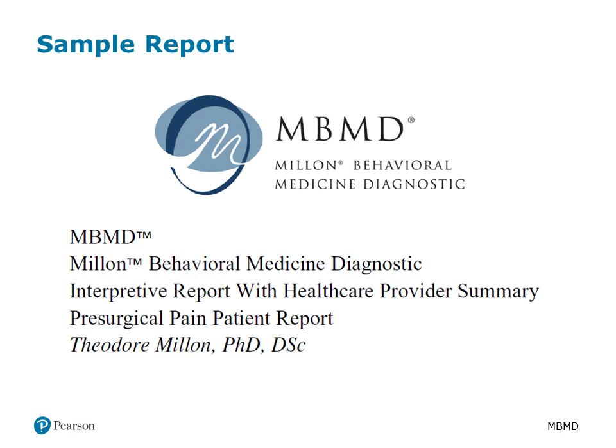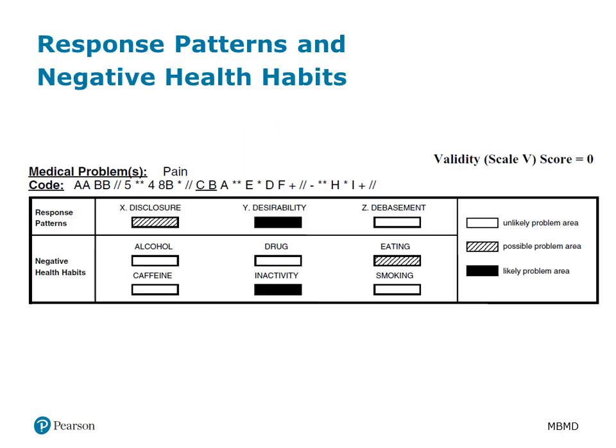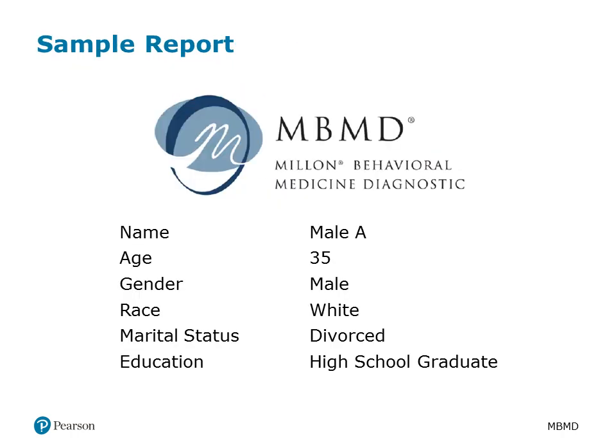So we're going to start with the demographic page, which of course just shows you some basic information about the patient. This particular patient is a 35-year-old white male. He's divorced. He's a high school graduate, and he came in because of pain. That is a major problem for which he'd been seeking medical help.